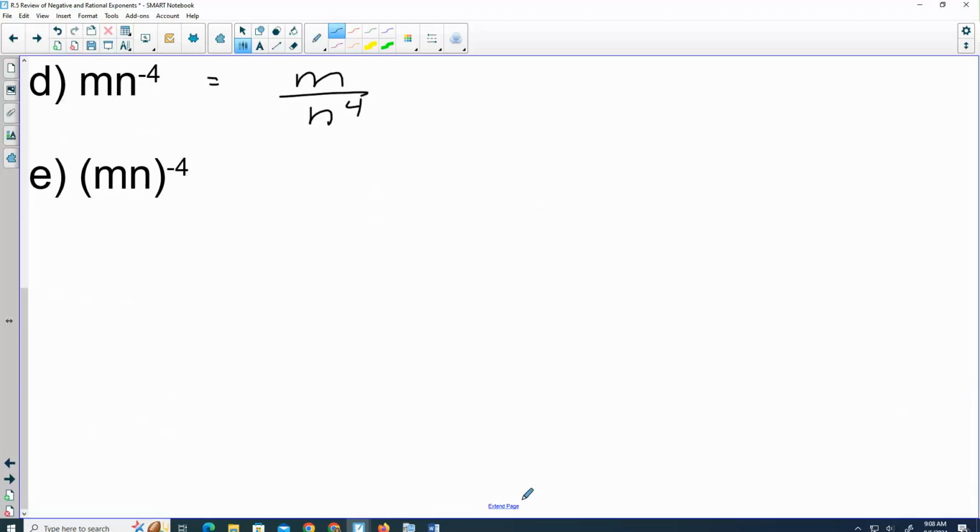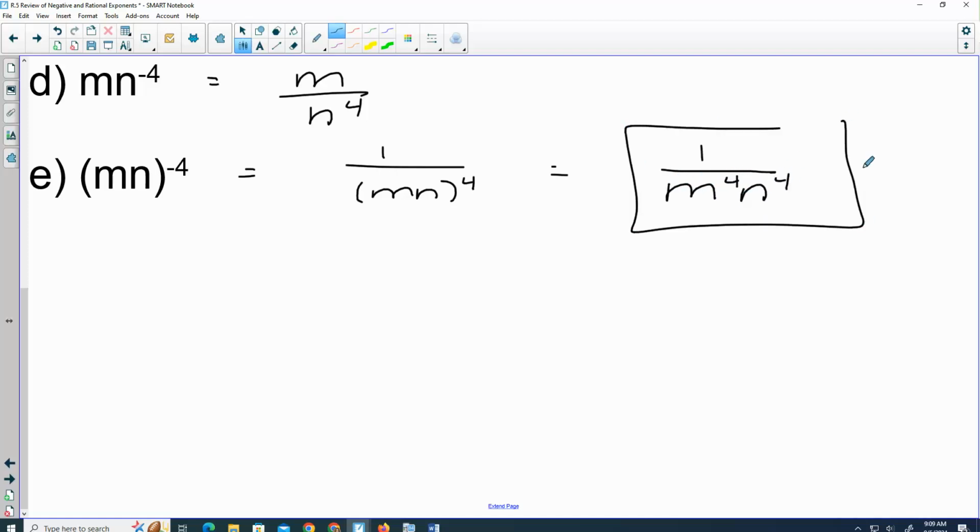Alright, this one. So now the whole thing is to the -4th power. So now the whole thing drops down to the bottom. How could I rewrite the bottom? m to the 4th, n to the 4th. That exponent goes to both. Those were some of the exponent rules we talked about before.